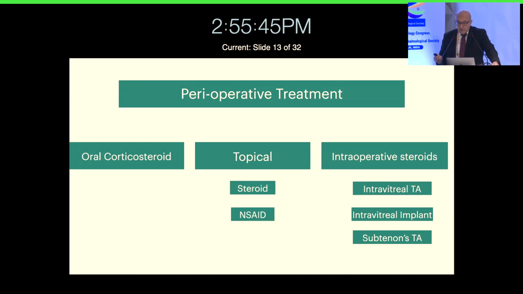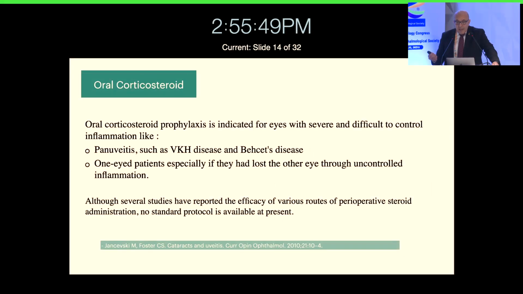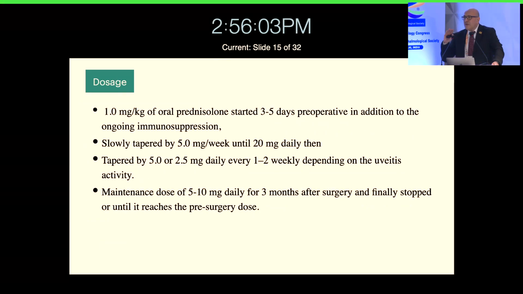What are the perioperative treatments? There are oral corticosteroids, topical, and intraoperative. Oral steroids are indicated more in severe cases of uveitis like VKH and Behçet, and in one-eyed patients who lost their previous eye from uncontrolled inflammation. There is no consensus on one regimen, but usually 1 milligram per kilogram per day, single dose before 12 a.m., then withdrawal by tapering according to the response of the patient postoperatively.